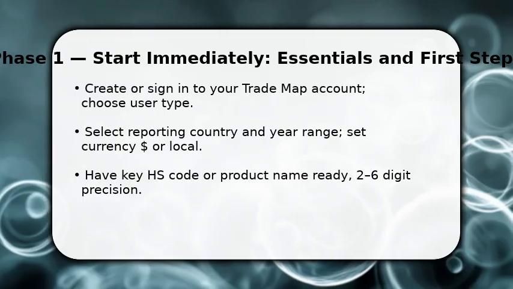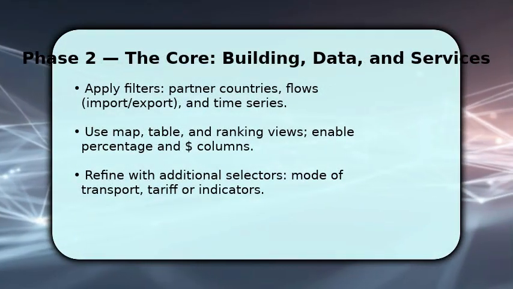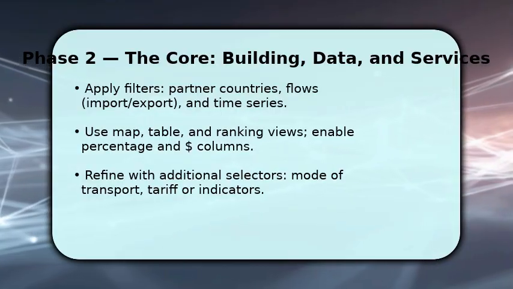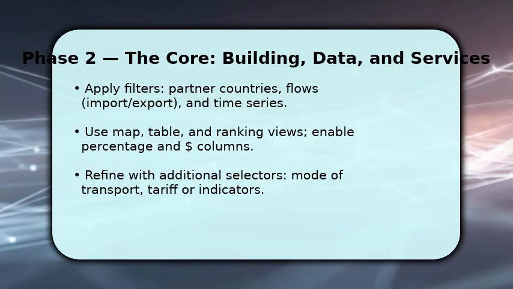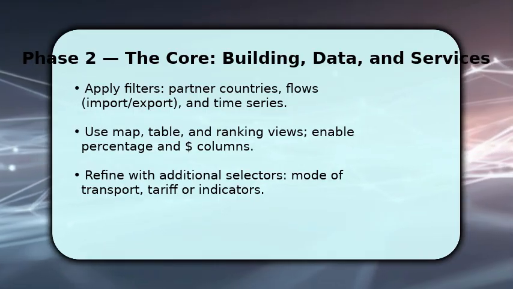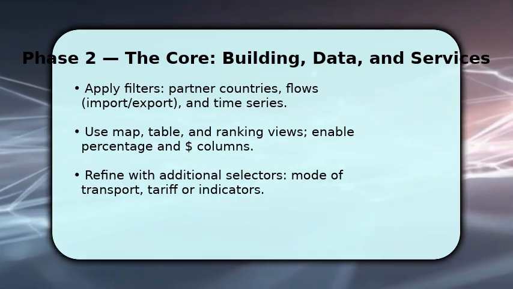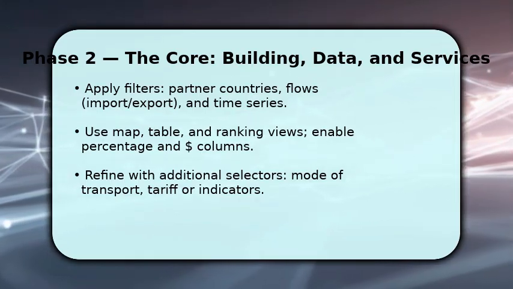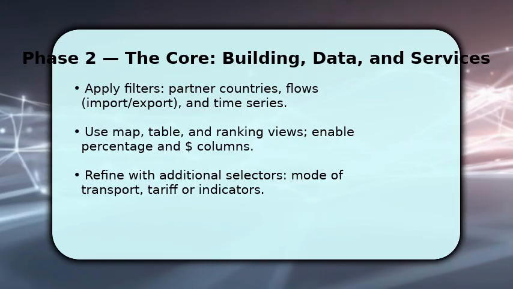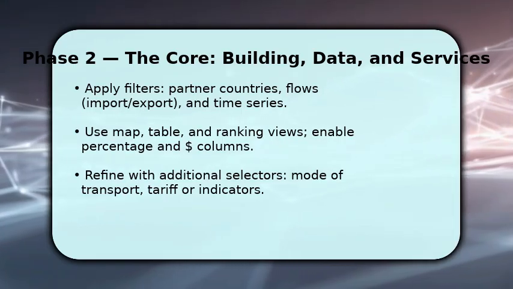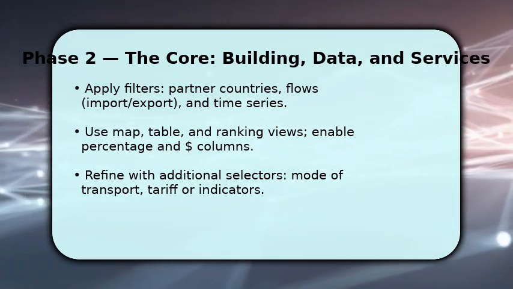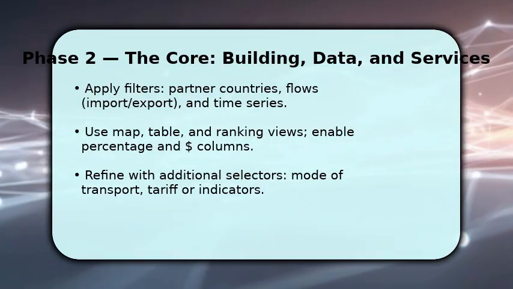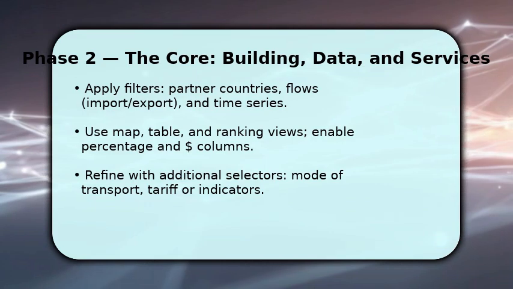Once you have your basic query, refine it with partner country filters and the specific flow, imports or exports, so your chart reflects the trade direction you need. Then switch among map, table, and ranking views to visualize patterns. Maps reveal geography, while rankings show top partners by dollar or percent. Use the time series control to inspect trends over 1 to 5 or more years. Also add secondary selectors, transport mode, tariff lines, or trade indicators, because layered filters produce actionable results.